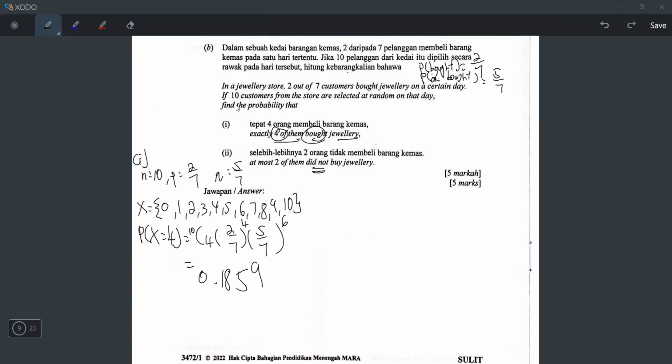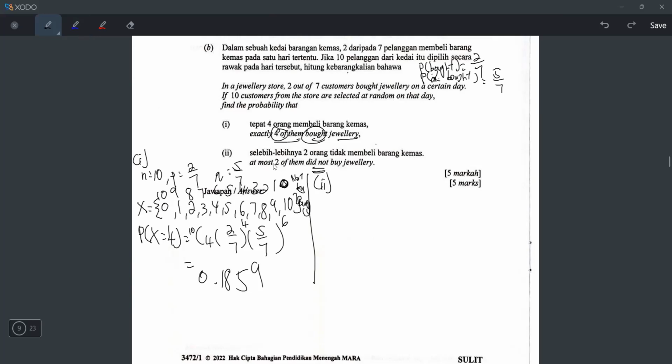But for question 2, they ask what? At most 2 of them did not buy the jewelry. So there are 2 methods to do this question. The first method is like this. Because at most 2 of them did not buy means what? Okay, let's look at this. These are all for those who buy jewelry. So if 0 buy, it means 10 do not buy. If 1 buys, means 9 do not buy. If 2 buy, means 8 do not buy. And then keep going, 7, 6, 5, 4, 3, 2, 1, 0. If all 10 buy, it means zero people did not buy.